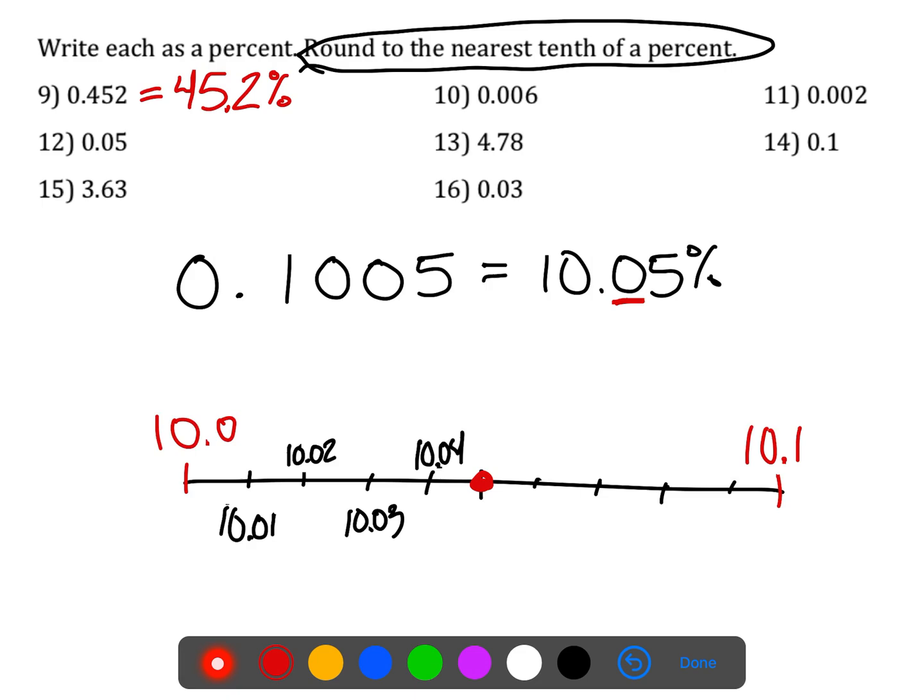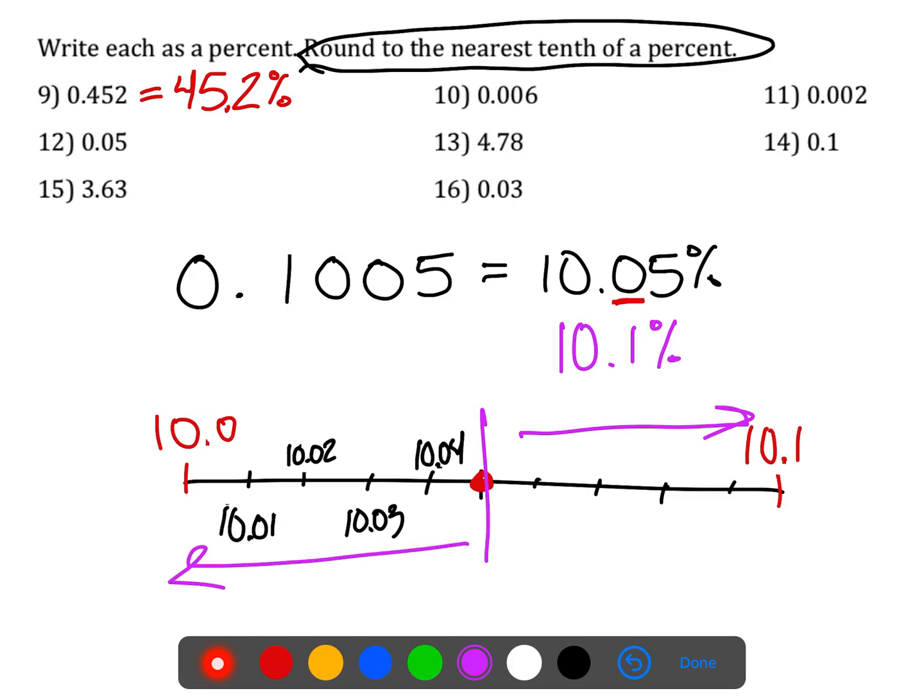So our rule for rounding is when we are at least halfway to the next number, that's when we round up. So our halfway point between our 0 tenths and 1 tenth, our halfway point is that spot. Anytime a number is on the right of that mark or at that mark, we round up. And in this case, we'd round this number up to 10.1%. But if it fell on this side, we would round down to just 10%.